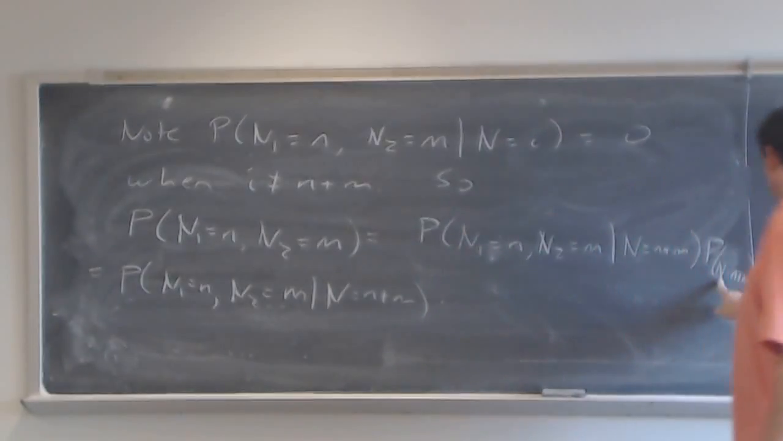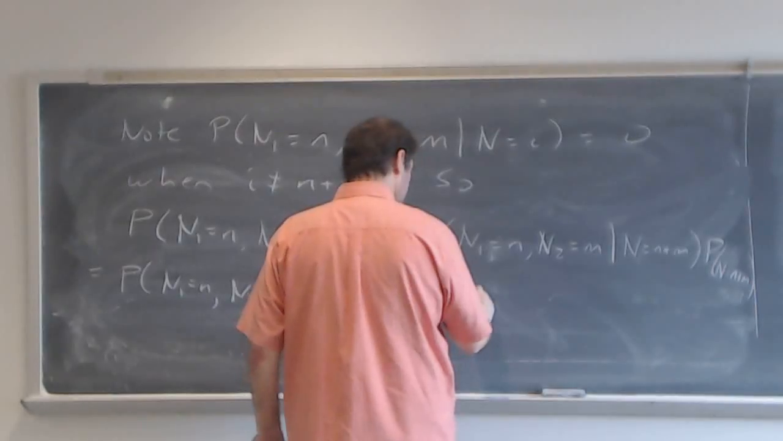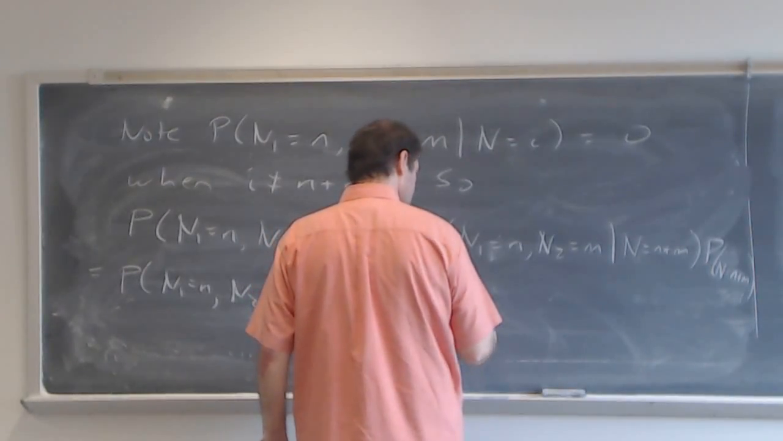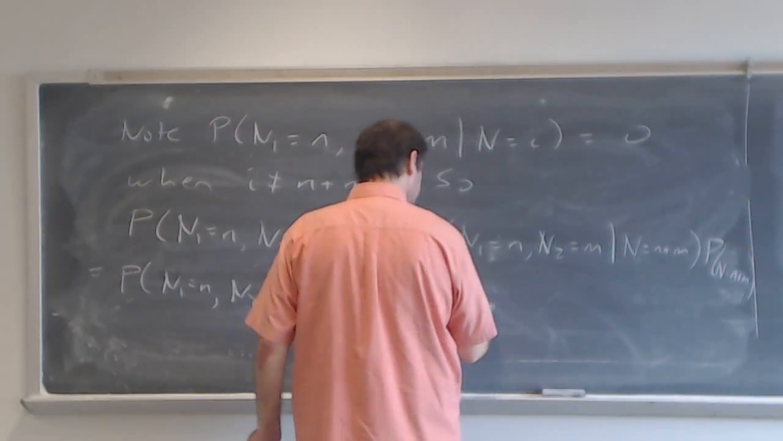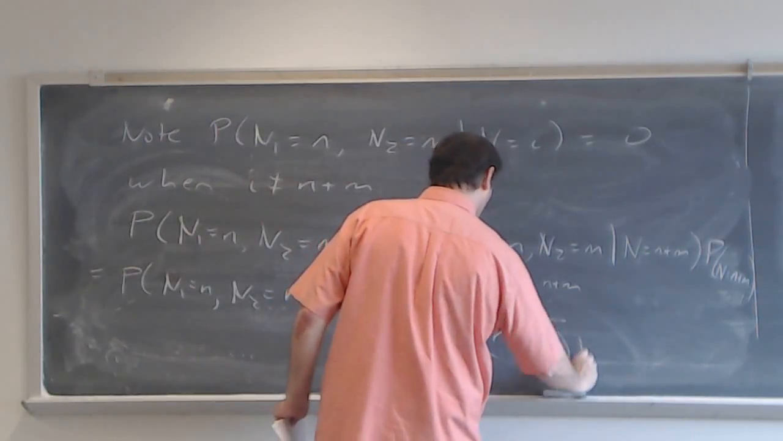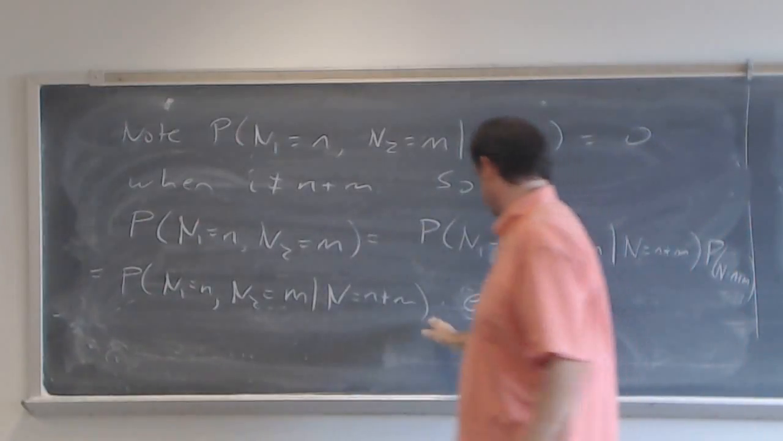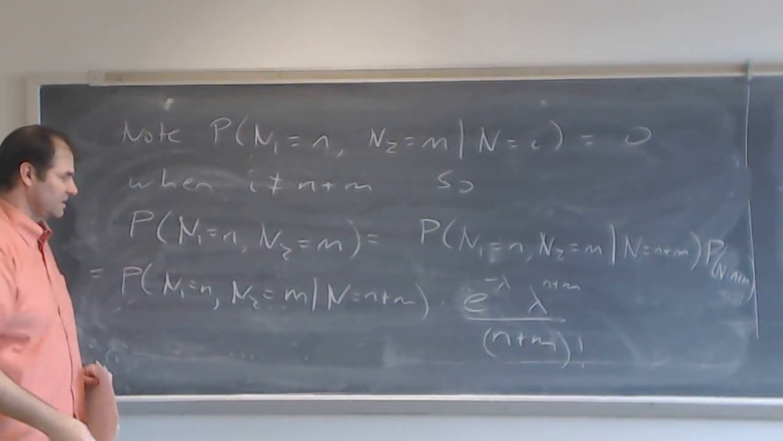Times, now the probability that big N is equal to n plus m, big N was Poisson distributed. Okay? So this is going to be e to the minus lambda, lambda to the n plus m over n plus m factorial. Okay, so the work that we need to do next is to figure out this conditional probability.